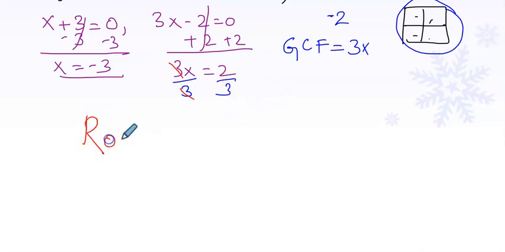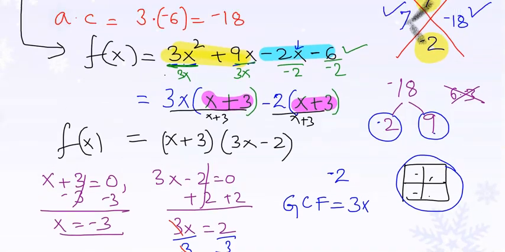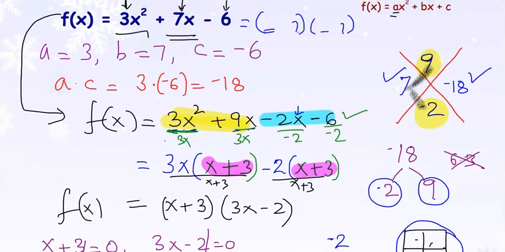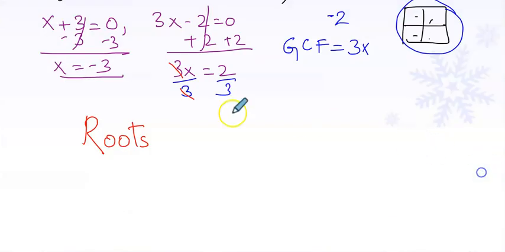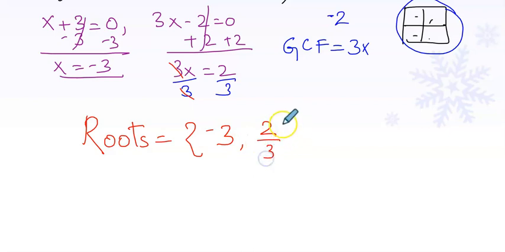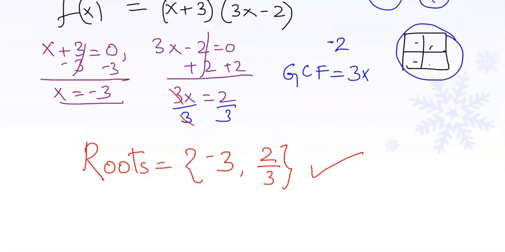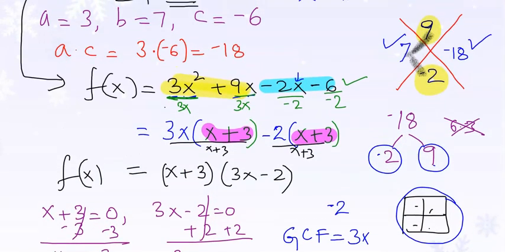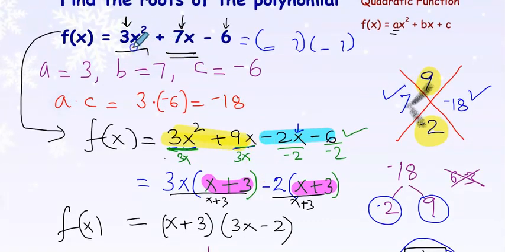So, my roots for that given polynomial, what was that? 3x square plus 7x minus 6. The roots are this. By default, we write the smaller number first. In this case, negative 3 is smaller, and the next one 2/3. That's all. These are the roots. You can always go back and verify through the graphs or by substituting those roots in this, so that you'll get a 0. Okay. Thank you.